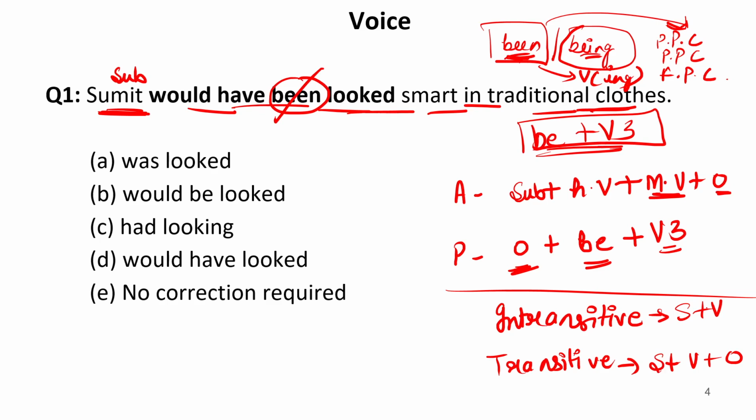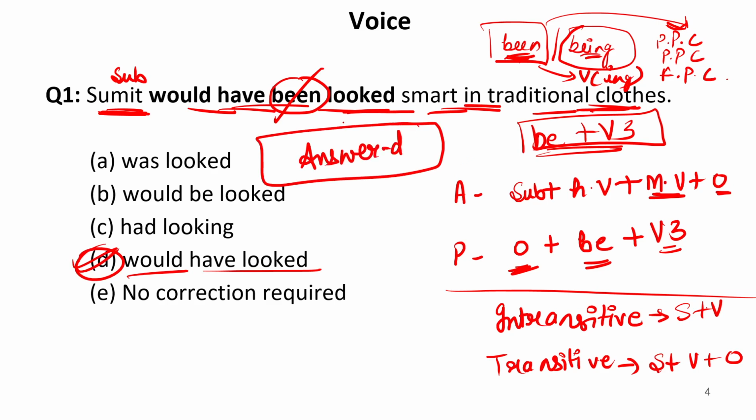So the correct sentence will be "Sumit would have looked smart in traditional clothes." This will be the correct sentence. Therefore, the correct option is D, that is "would have looked smart". Therefore, our answer is D.